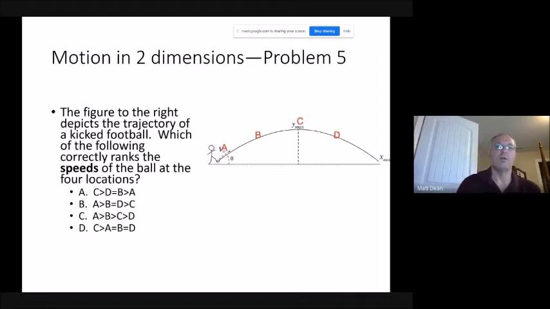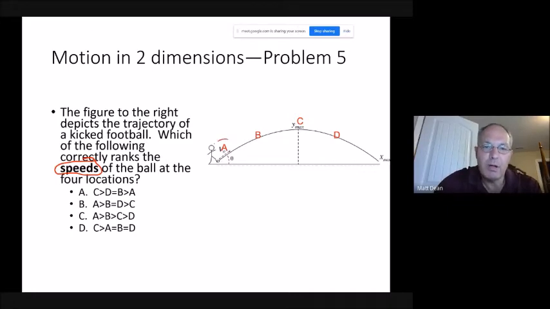All right, so let's go on and look at problem 5. And this makes you think about these vertical and horizontal components. The figure to the right depicts the trajectory of a kicked football. Which of the following correctly ranks the speeds of the ball at the 4 locations? Now notice, speed. So direction here doesn't matter. This is the net speed.